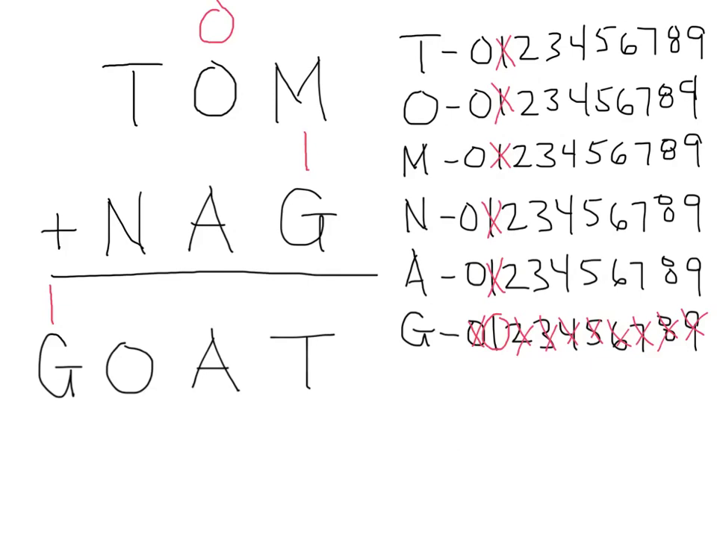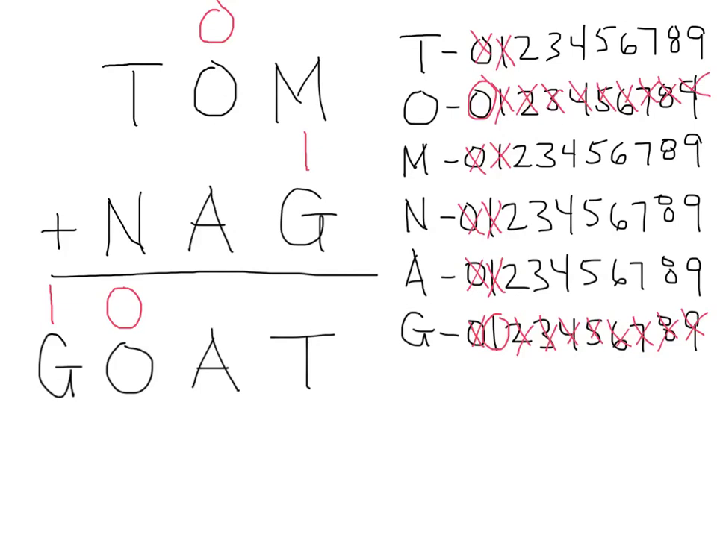And if that O is a 0, then the O in goat also has to be a 0. So I'm going to go ahead and fill those in as 0. So on my O up here, I'm going to circle the 0, cross out the 2, 3, 4, 5, 6, 7, 8, and 9. Cross out the O and T, and M, and N, and A. Okay, I've eliminated some possibilities here. I know that the O is 0, the G is 1.